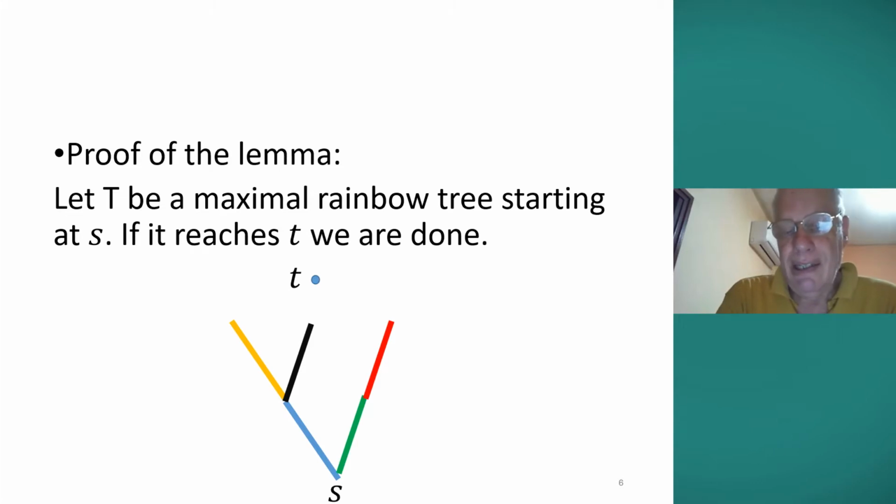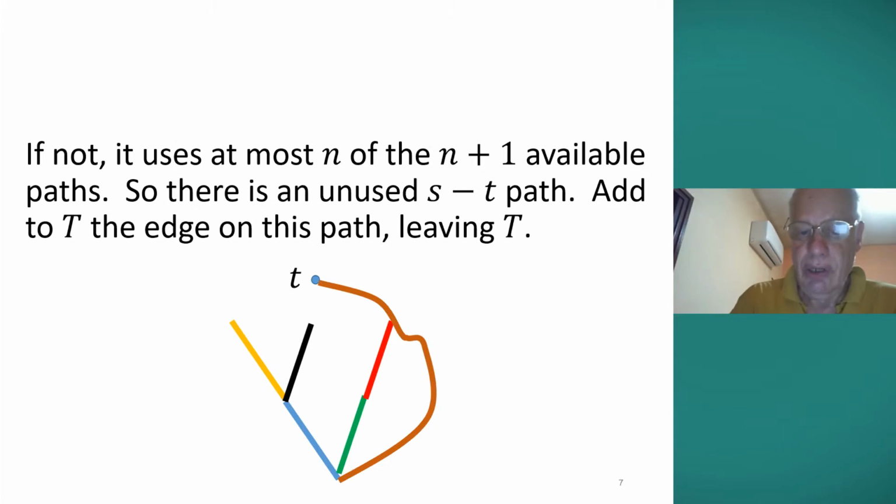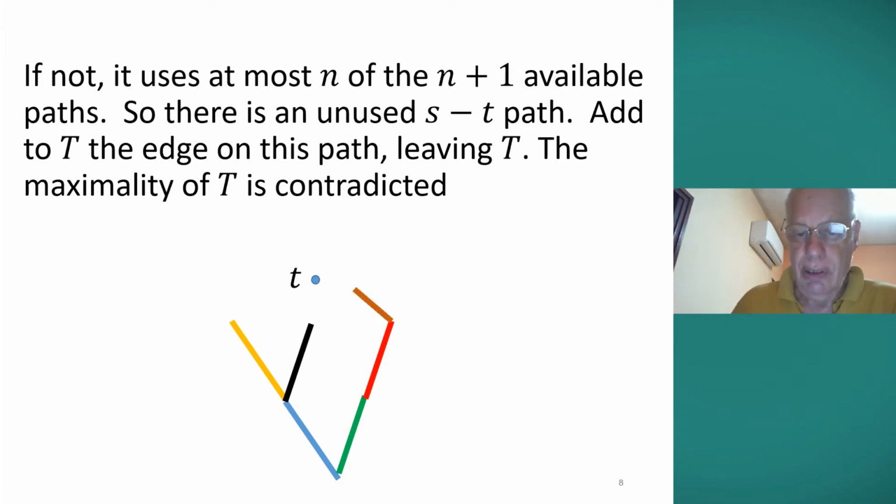Okay. If this tree contains T, then you have a path from S to T, which is rainbow, from different paths. If not, then since the number of vertices in the middle is n, the number of paths you have used is no more than n. And we know that there are n plus 1 paths. So one of them hasn't been used. There is a path that you haven't used. In order to get from S to T, it must leave the tree. So you take the first edge that leaves the tree, and you get another tree which is larger, contradicting the assumption that the tree that you chose was maximal. Okay, not very hard.